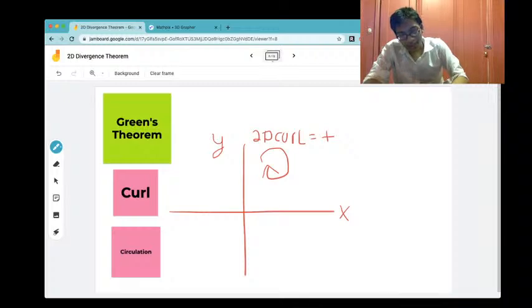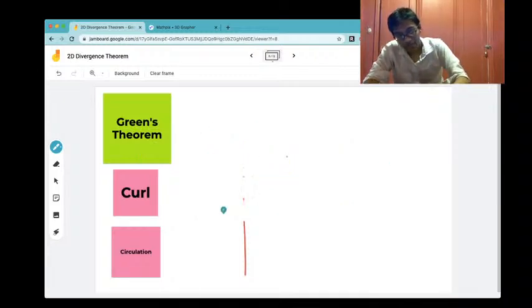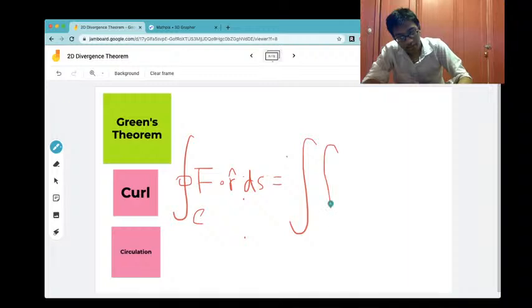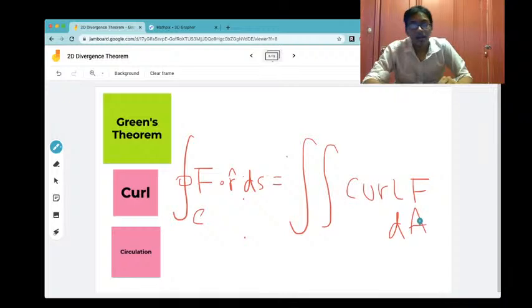Now, how does Green's theorem connect to the idea of curl? Well, what does Green's theorem state? Let's go back to the actual definition of Green's theorem. Well, Green's theorem says if we have the line integral of F dot dr over some closed curve, what is that going to equal? Well, it's going to equal some kind of a double integral. And that double integral is going to be of the two-dimensional curl of F times the actual area of the region of interest.